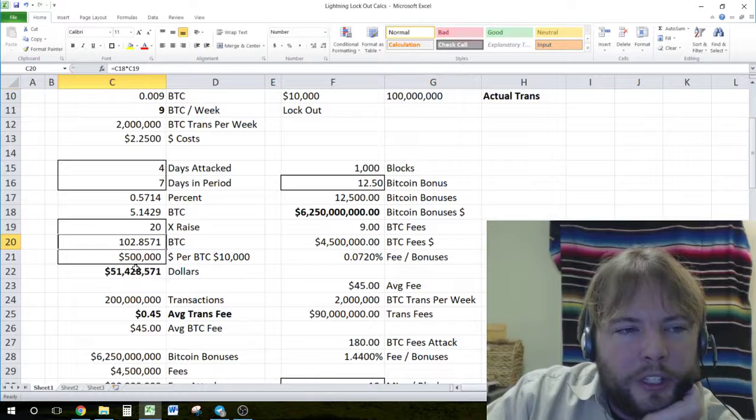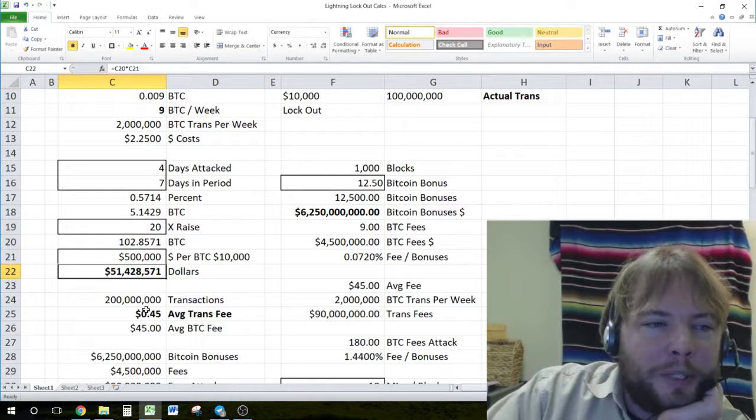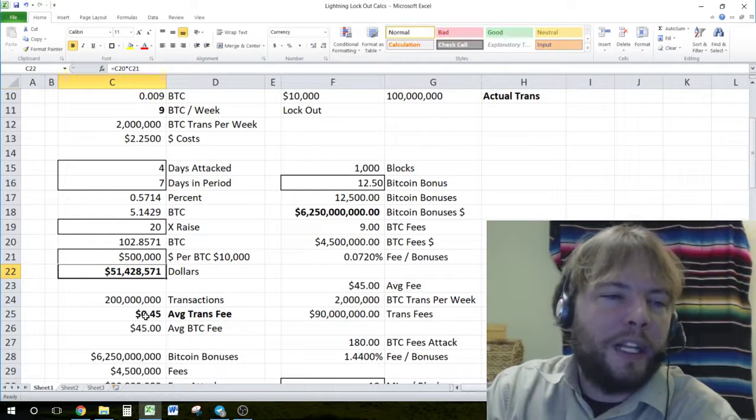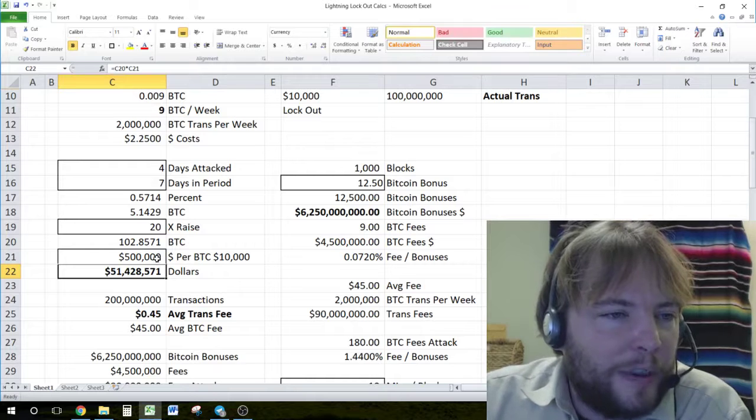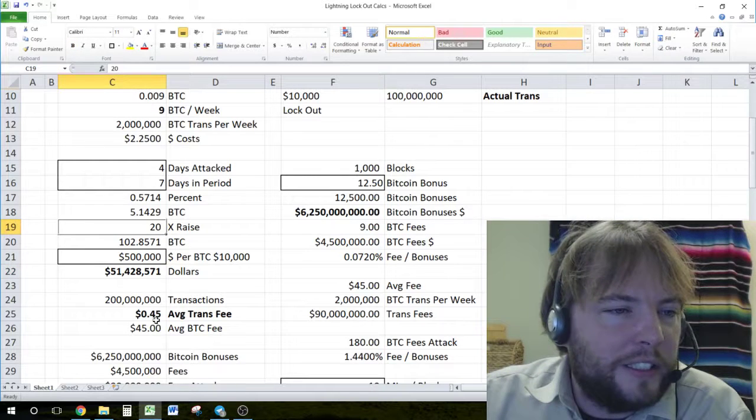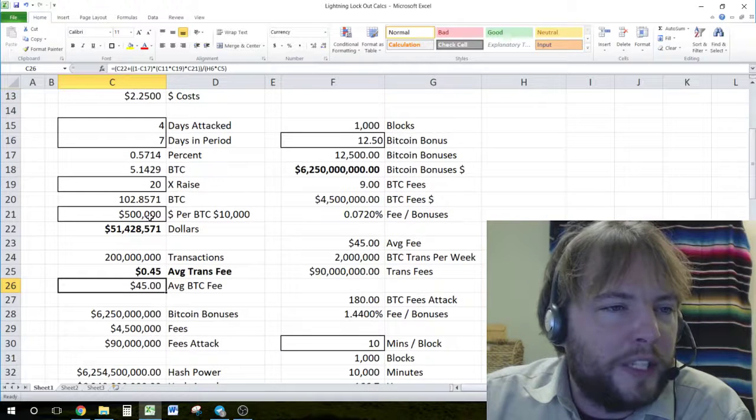And then if they want to spend the same amount of money, then they're only able to increase the transaction fees roughly 20 times.